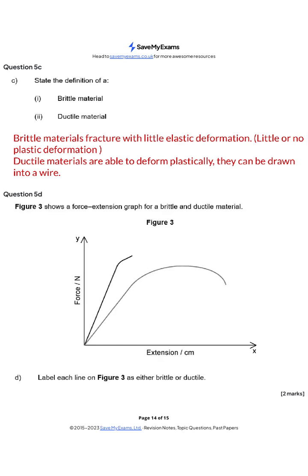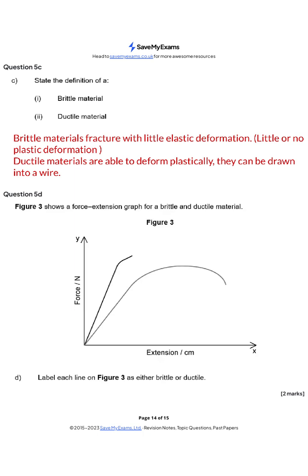On to our final page. Question 5C, state the definition of a brittle material and a ductile material. So brittle materials fracture with little elastic deformation. So there is little or no plastic deformation. So that means they're very easy to fracture or break. Whereas a ductile material can deform plastically. They can be drawn into wire. So they stretch before they break.